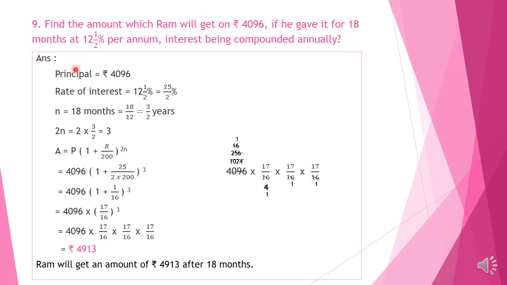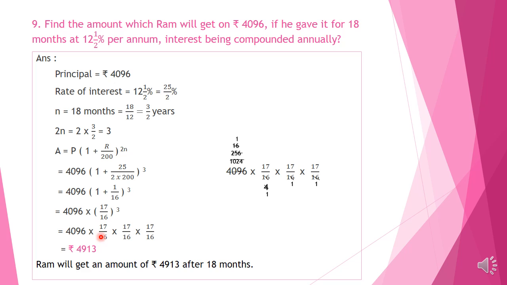Okay. So let us apply the formula. A is equal to P into 1 plus R by 200 raised to 2n, and P is 4096, and R we write 25 by 2, and 2n takes the value 3. Now we have to do the simplification. 25 into 200 goes 8 times, and 8 into 2 it is 16. So 4096 into 1 plus 1 by 16 raised to 3. 1 plus 1 by 16 is 1 and 1 by 16, and we can change into improper fraction, 17 by 16. So 4096 into 17 by 16 all raised to 3. It means 4096 into 17 by 16 into 17 by 16 into 17 by 16.